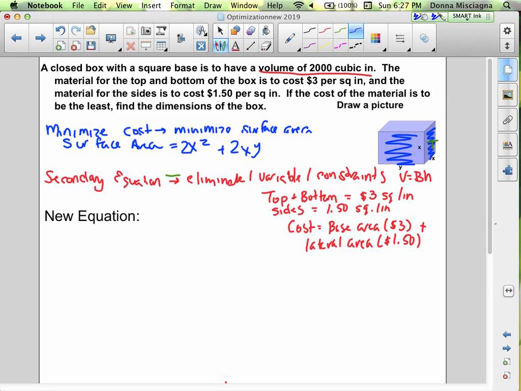And then there's the other pair of sides, which would be right here. And lo and behold, they're the exact same thing, because this is a square base. So instead of writing 2xy, let's write 4xy.